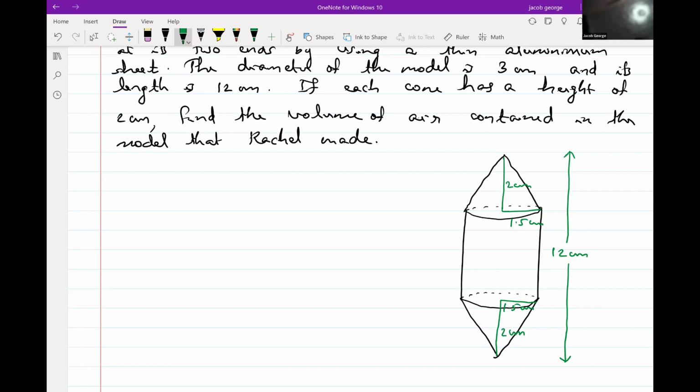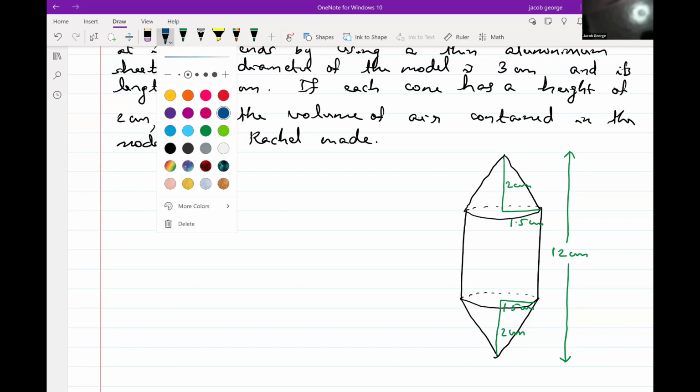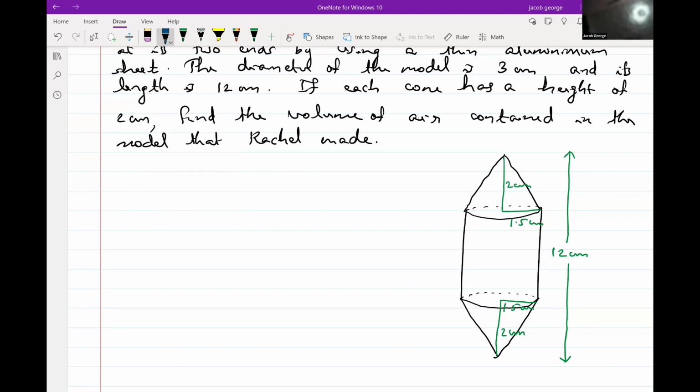Now we can easily find out the volume of air, meaning the total volume. That means volume of cylinder plus volume of how many cones? Volume of cylinder plus volume of 2 cones, right? So you know about the formula. So please write the dimensions and then substitute in the formula and find out the total volume.